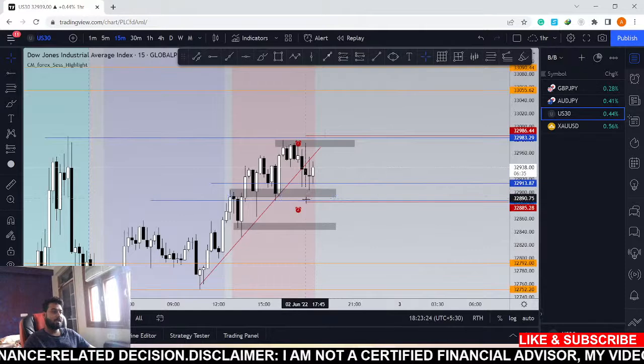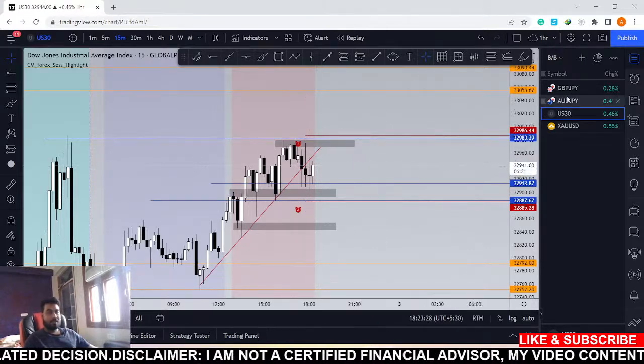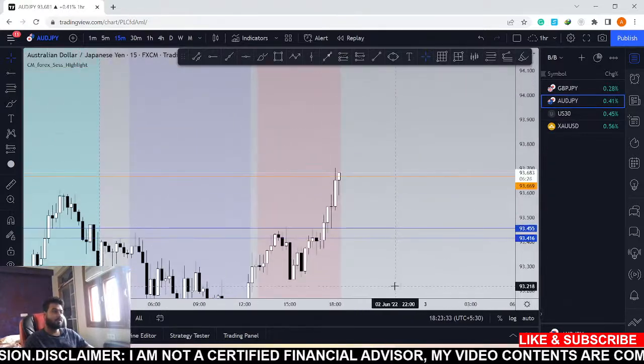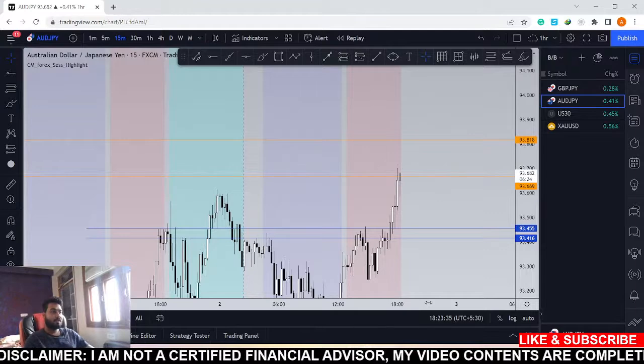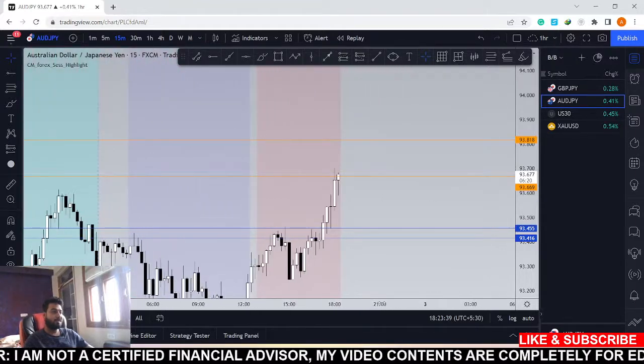I have marked my alert at this area, and I have marked my alert at this area. And let's wait. AJ is giving some nice move. But still, in AJ, I'm not confident to take the trades.